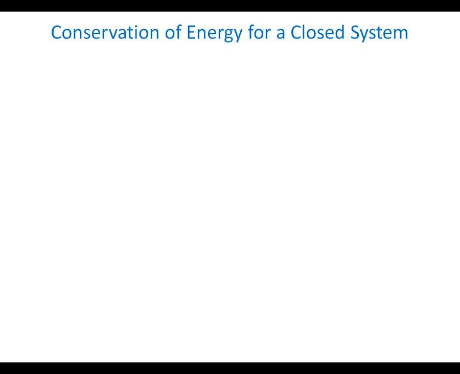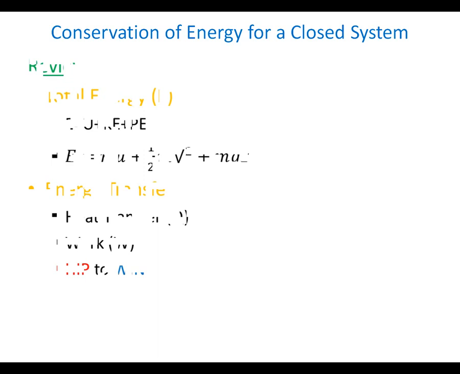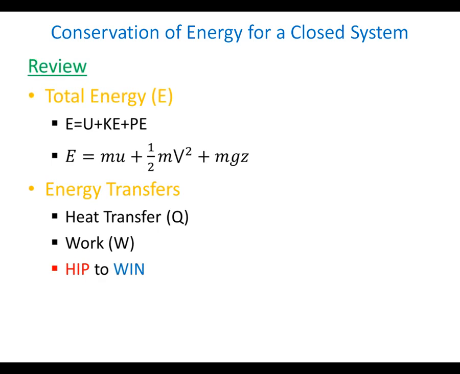In this learning objective, we're going to discuss the conservation of energy for a closed system. A quick review of some terms and ideas we talked about before. Total energy, we defined as all the energy in a system at a given state, and in this class, we define it as being made up of internal energy, kinetic energy, and potential energy.